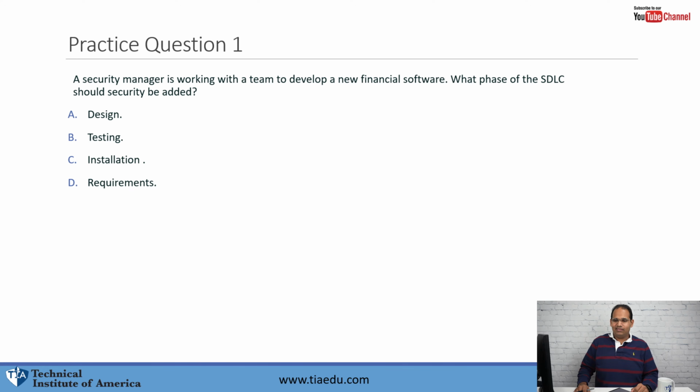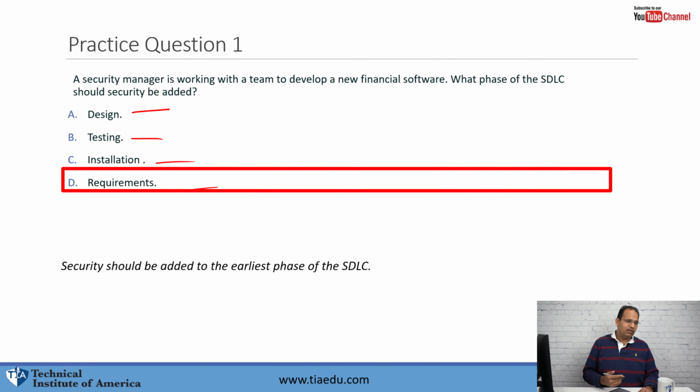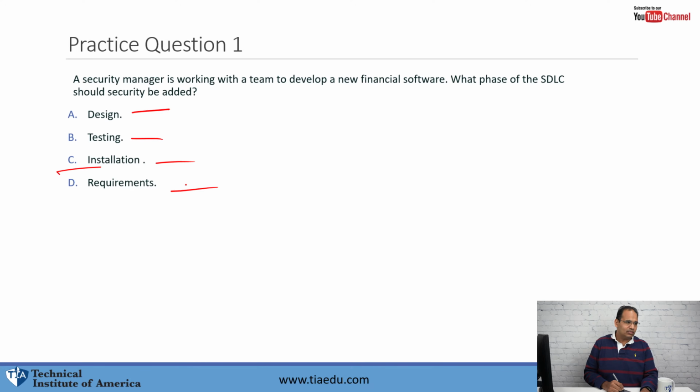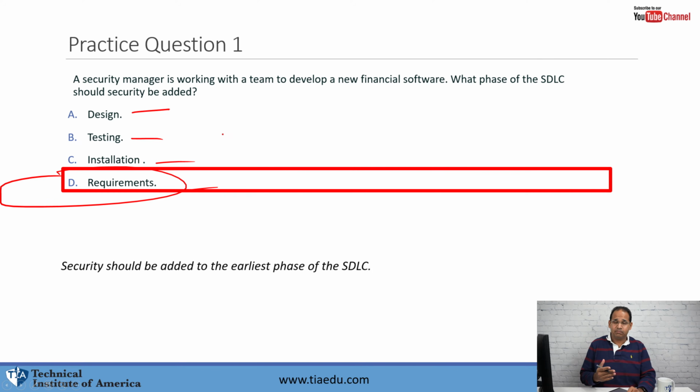All right, so in what phase should security be added? So we got some D's, we got some A's. All right, so you got to use the tip I just gave you. The tip says, look at this. What is the earliest of these four phases? Is it design, test, installation, or requirements? Well, the earliest of these four phases, if we go back, is requirements. That is the earliest, and this is the first one, making that the best answer.